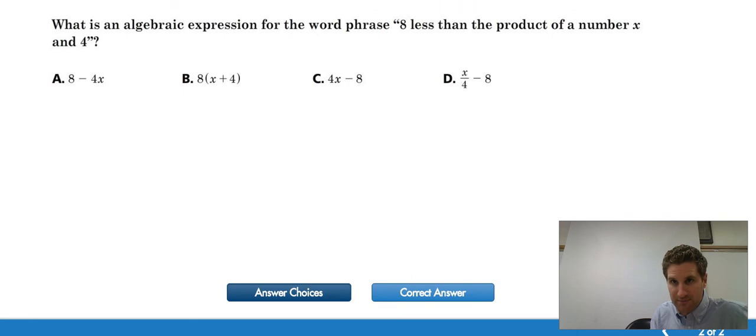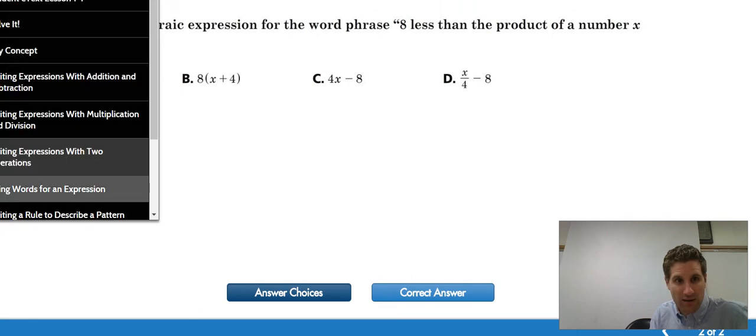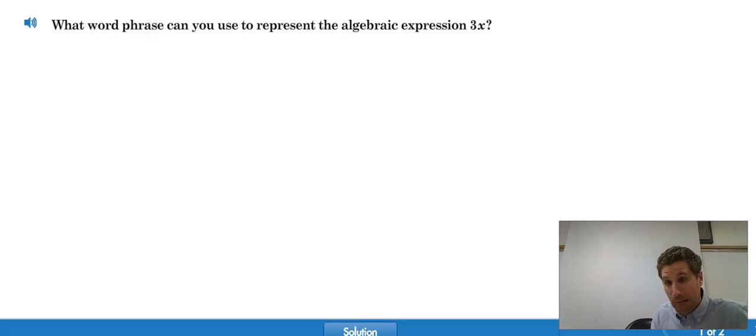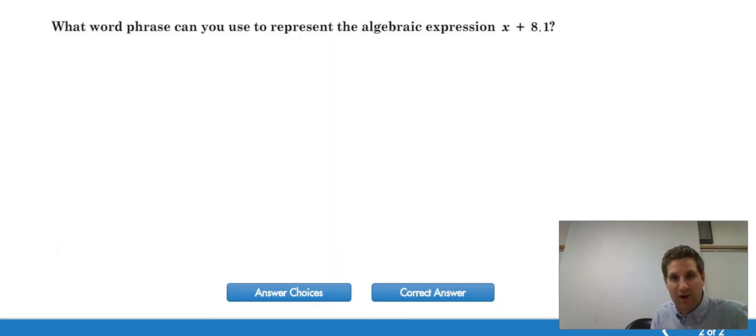And one last problem. And here we go. What word phrase can you use to represent this algebraic expression? I'm going to let you try that one on your own, and I'll see you tomorrow.